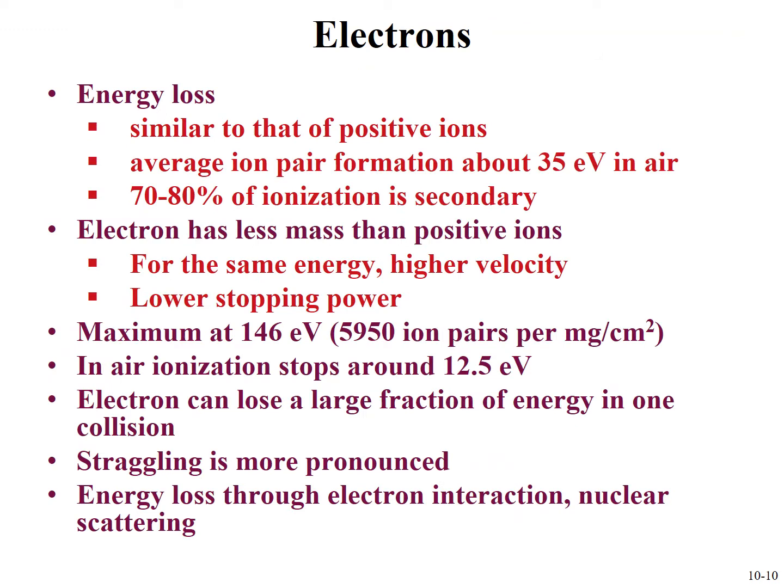Now electrons are also charged particles, negatively charged. They have similar energy loss mechanisms to positive ions. Again, as we already talked about, the average ion pair formation is about 35 electron volts in air, with a number of secondary ionizations. One of the major differences, however, between an electron and the positive particles we were talking about is mass. So for the same energy, the electron will have a higher velocity, which relates to it having a lower stopping power.